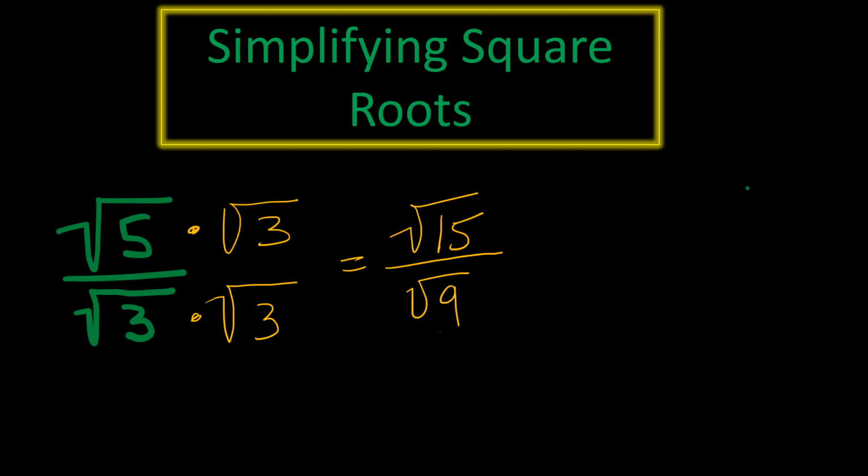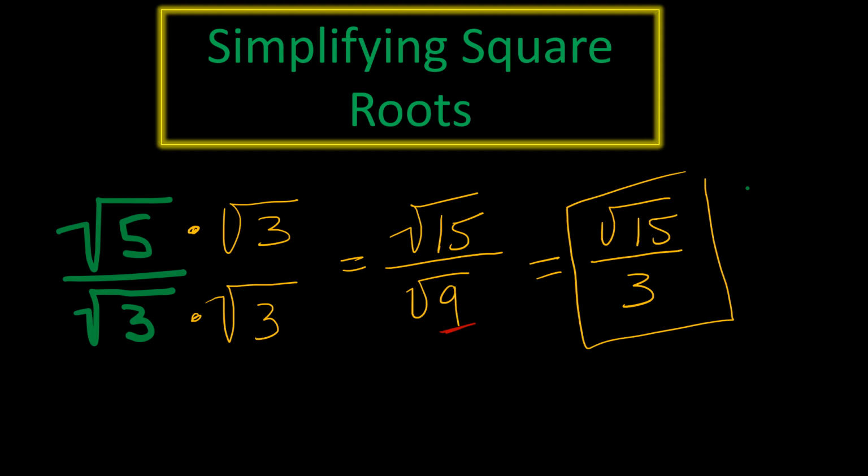We're not done yet because the square root of 9 is just 3. So the answer ends up being square root 15 over 3. Let's do some more problems.